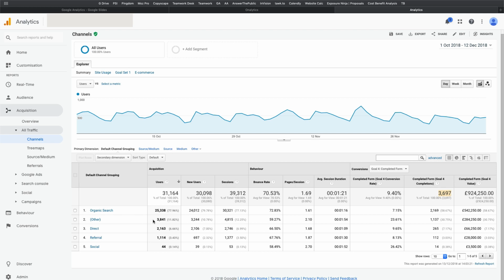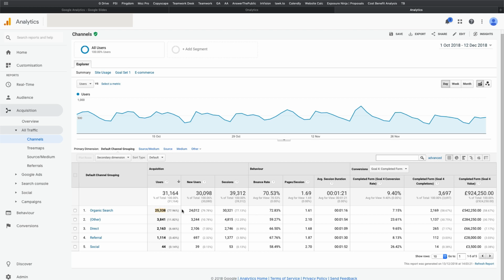Okay, so we can see the different traffic channels here. Organic search brought in 25,500 visits during that period. When we took on this business, there was very, very low organic traffic, almost nothing. So it's great to see such decent traffic volumes here.